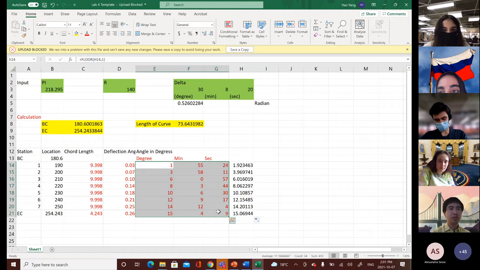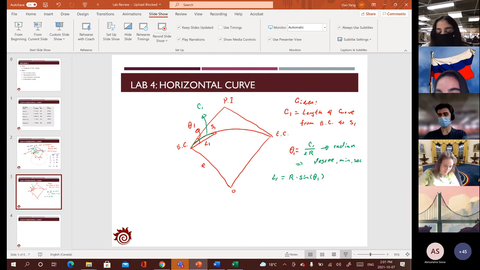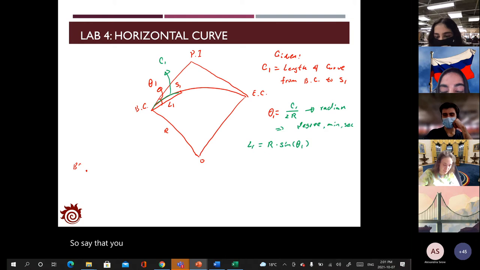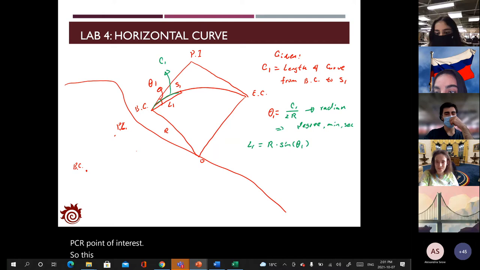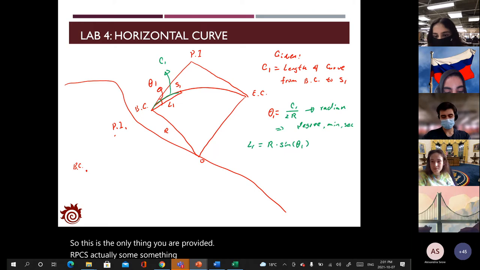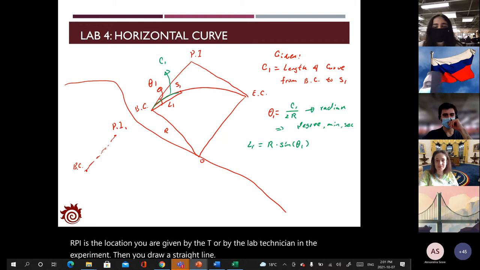So let's go back. Once you have the chord length and the deflection angle, say you know the BC, and you also know the PI point of interest. This is the only thing you are provided. BC is something you calculated from the template. PI is the location you are given by the TA or by the lab technician in the experiment. Then you draw a straight line, and you are provided with the chord length and the deflection angle.